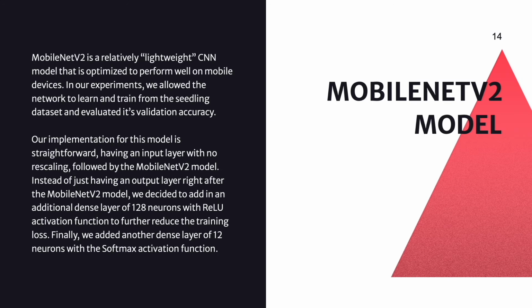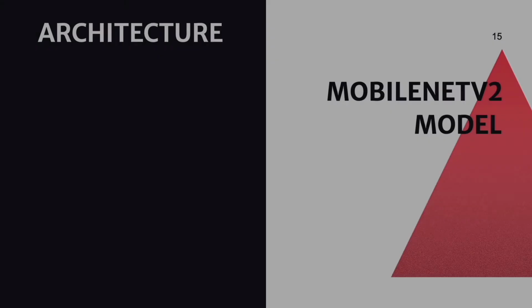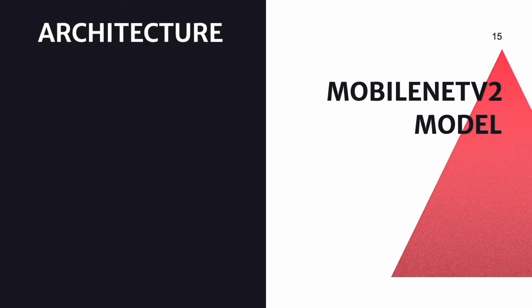Instead of having an output layer right after the MobileNet v2 model, we decided to add in an additional dense layer of 128 neurons with ReLU activation function to further reduce the training loss. Finally, we added another dense layer of 12 neurons with the softmax activation function. Here is the architecture for our MobileNet v2 model.